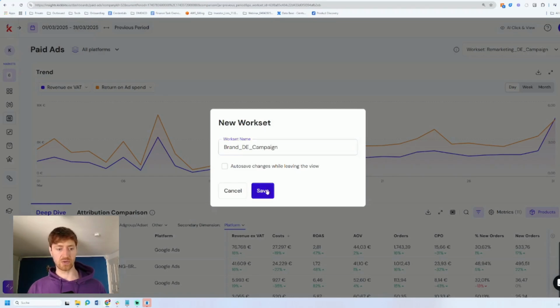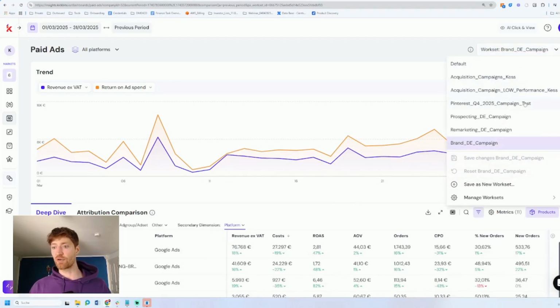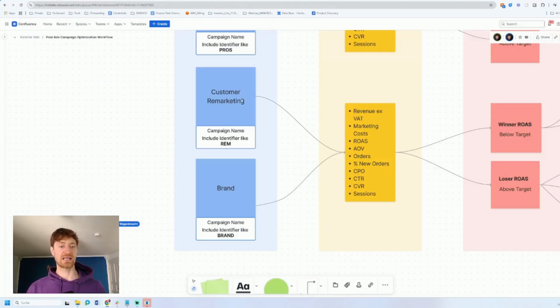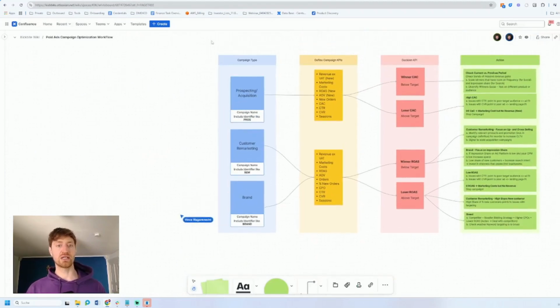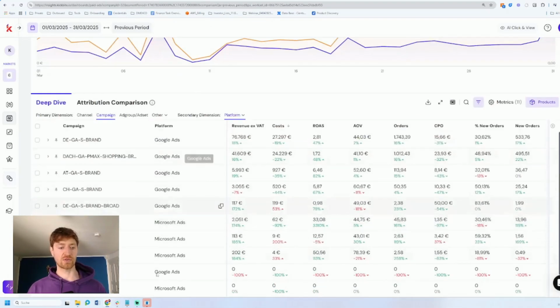DE, campaign, so we know what we are filtering based on. Great, so the first hurdle is taken. We have set a prospecting campaign view for the German market, for remarketing and for brand, exactly like we wanted to do here in the campaign type definition, so that we have the three goals split. And as you see, there's multiple platforms involved, so we have a great cross-channel measurement here.